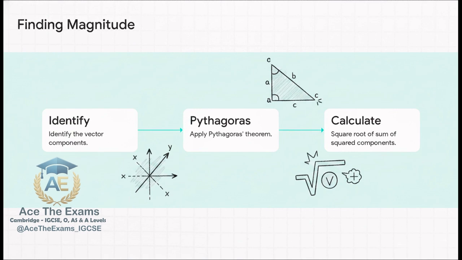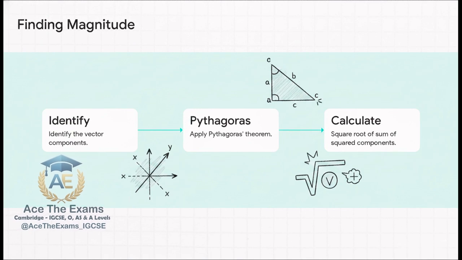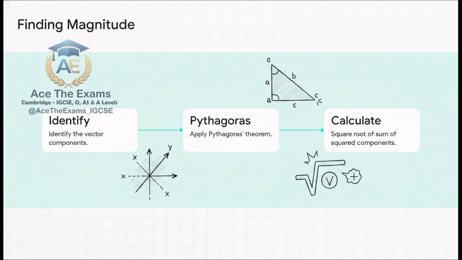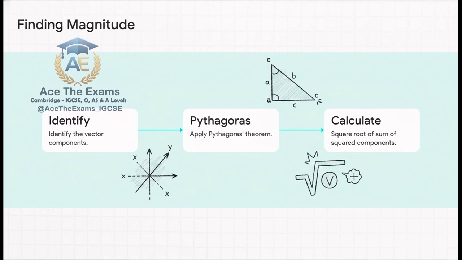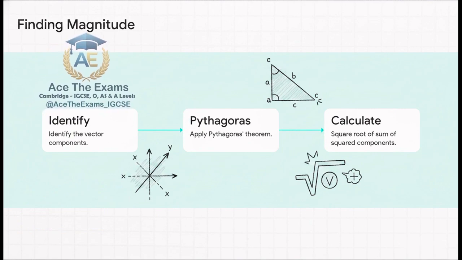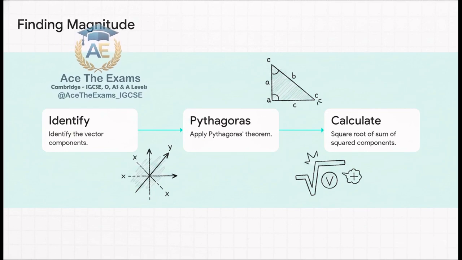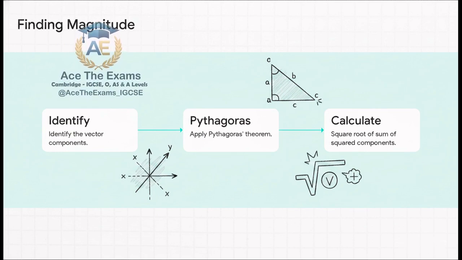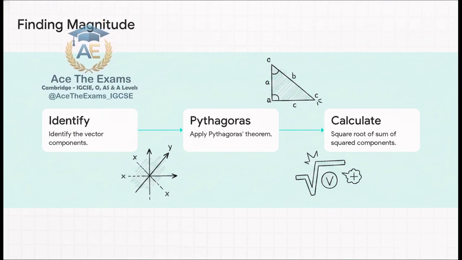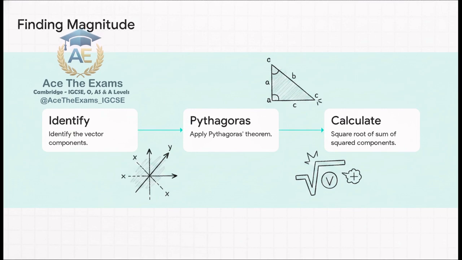If you need to find the modulus or magnitude of a vector, you simply use your trusty Pythagorean theorem. Why? Because the x and y components always form a perfect right-angled triangle. This is where your strategy truly elevates above the average student. The command word here on the exam paper is usually find the magnitude or calculate the modulus, and it's sometimes denoted by 2 vertical bars wrapped around the vector letter.